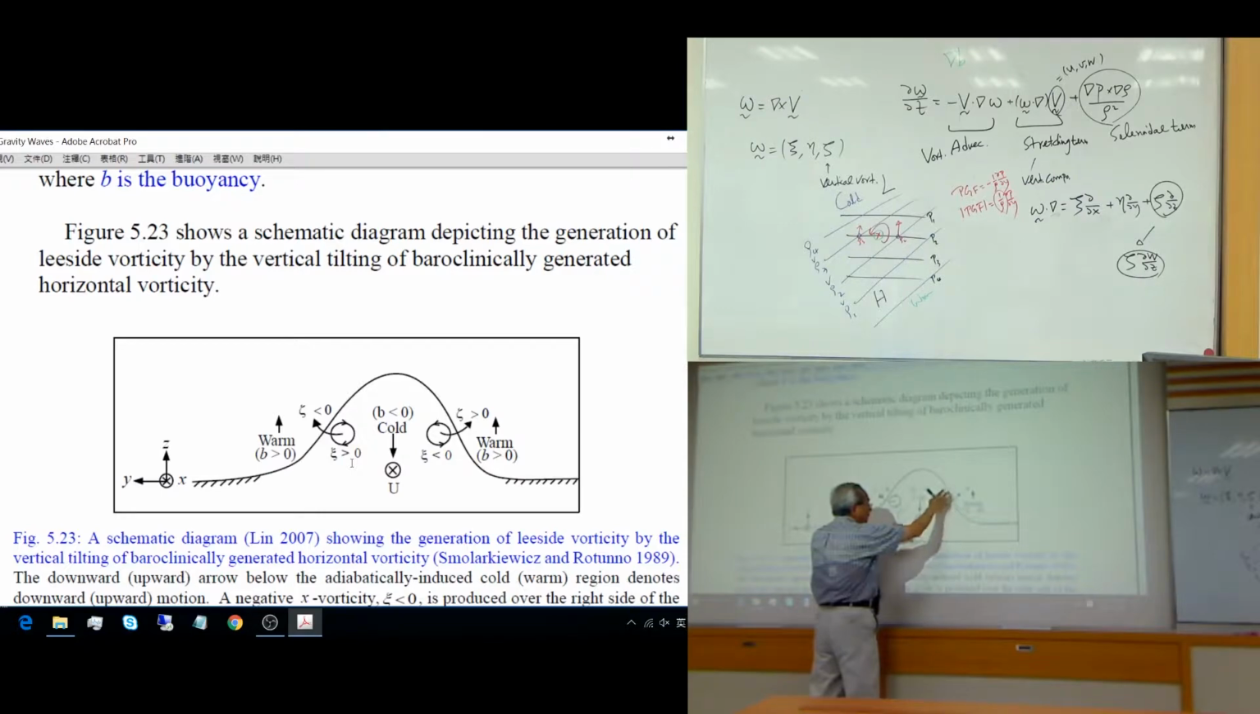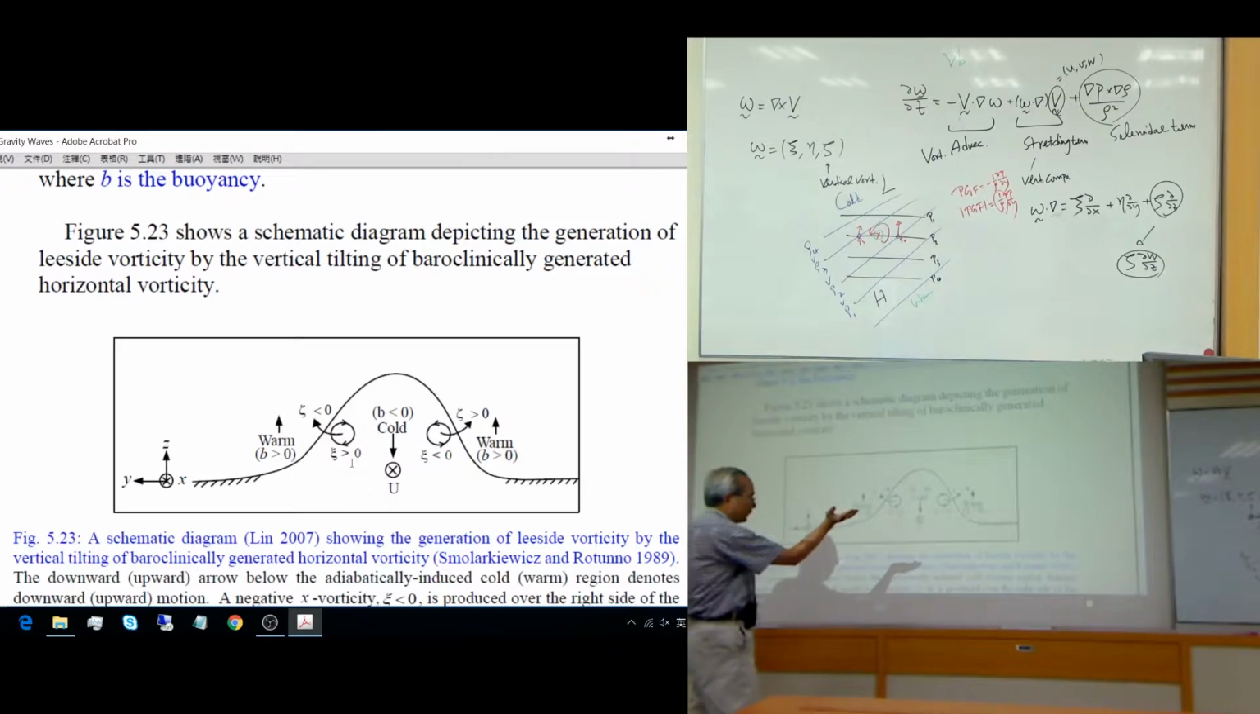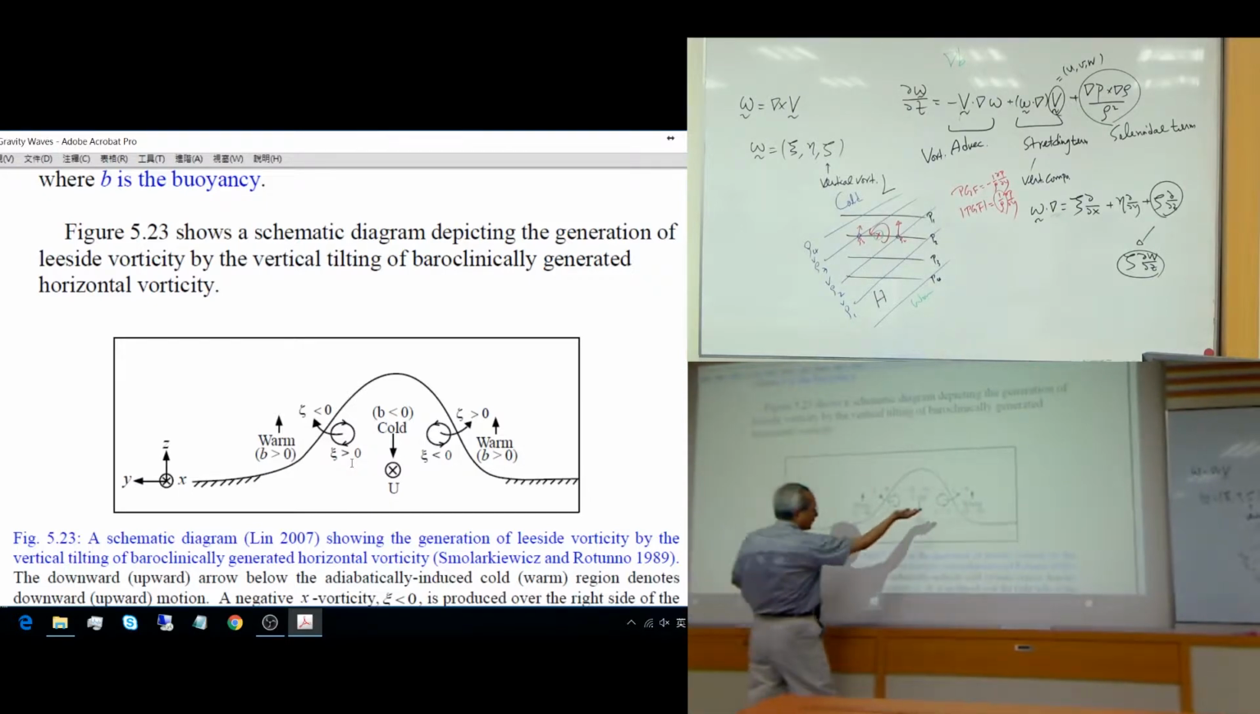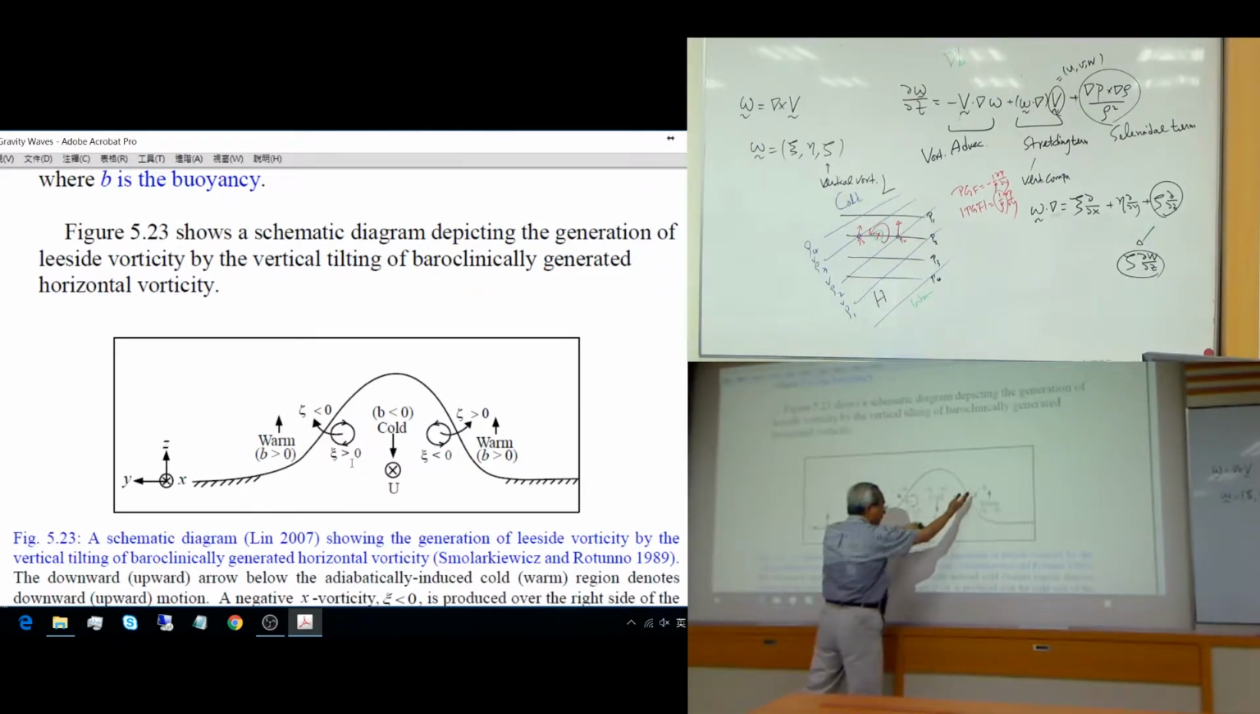Okay, because here the mountain is lower, right? So your go down will be less. So then eventually on the right hand side you have this kind of vorticity. And what kind of vorticity is that? That goes this way. Because go down, okay, so go like this, go like this.